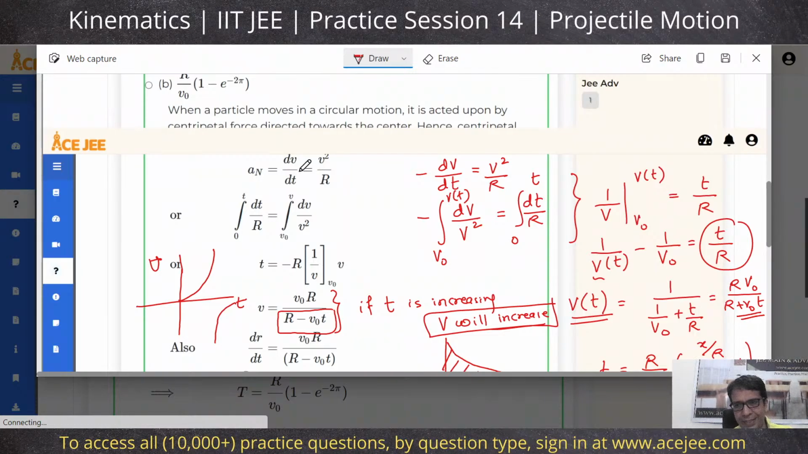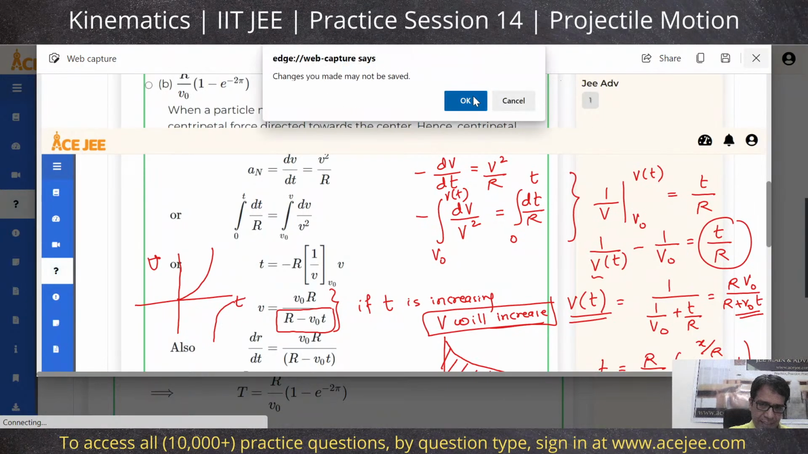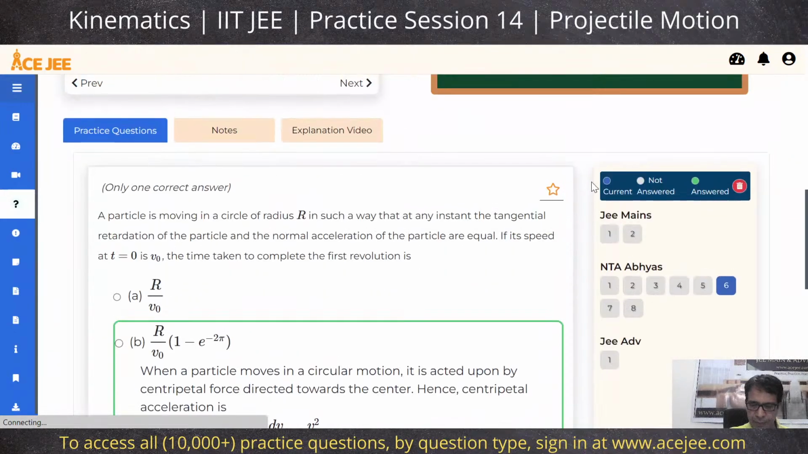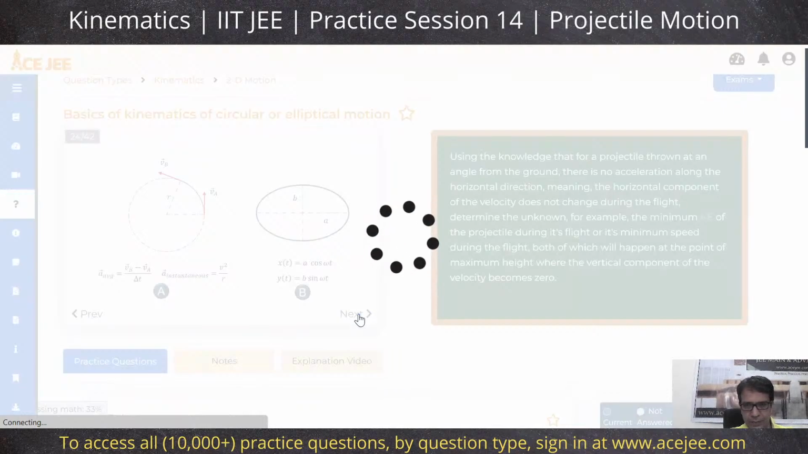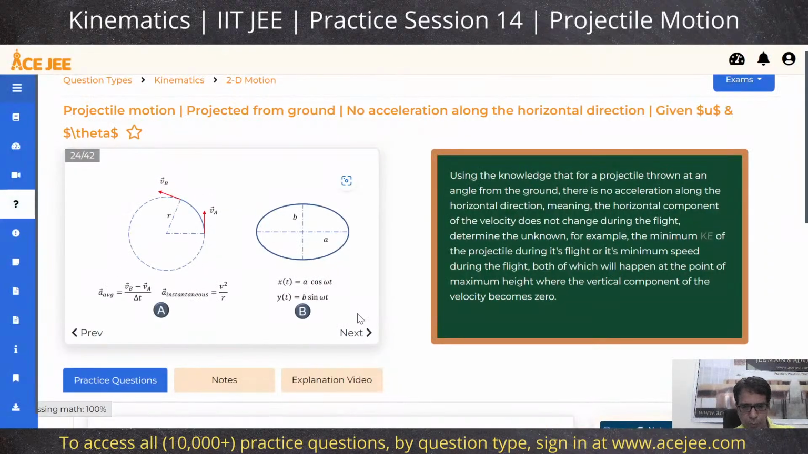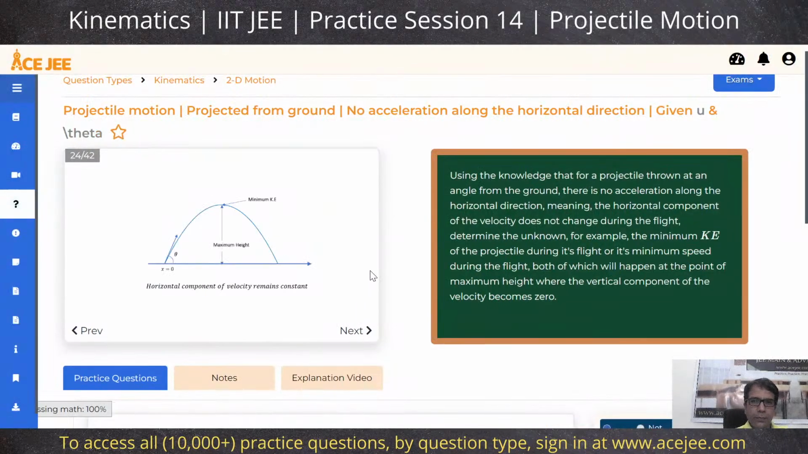Yes, sir. The basic definition, when you write dv by dt is v square by r, right-hand side is positive. That means acceleration is positive. That means v will increase. But they're talking about retardation. Anyway, enough time spent. Let's move on. This has taken much longer than I anticipated. But did you guys get the idea? Yes, sir. Okay. Chavi beta, you're on board? Yes, sir. Okay. Now let's jump into the projectile.